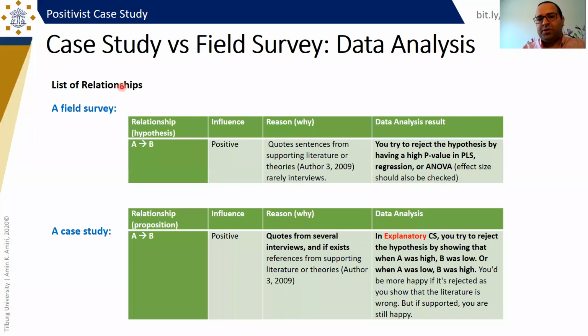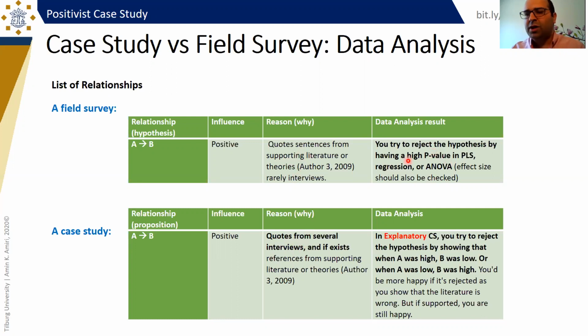As for the list of relationships, the table that gives you the list of relationships, you see that there is not that much difference between the 2 tables, between field survey and case study. Here, you try to provide some quotes from the literature to support the existence of the relationship. In the case study, you try to also add quotes from interviews. So in the field survey, it mostly comes from the literature. In a case study, not only does it come from the literature, it can also come from the data analysis.